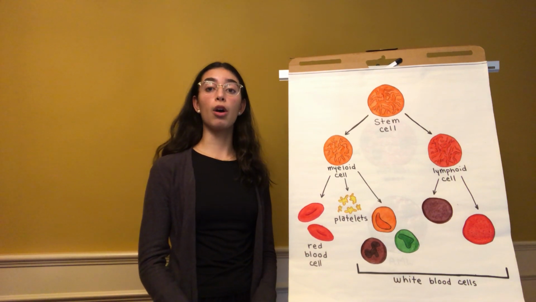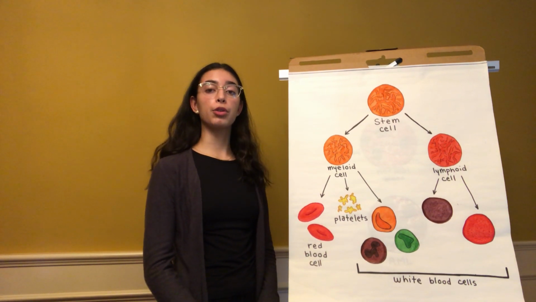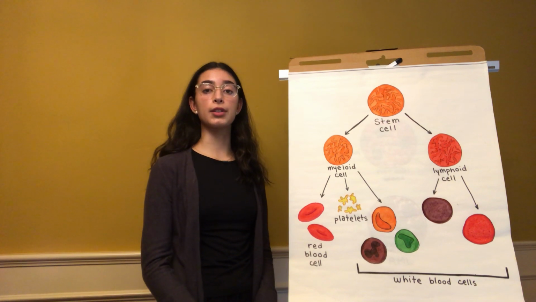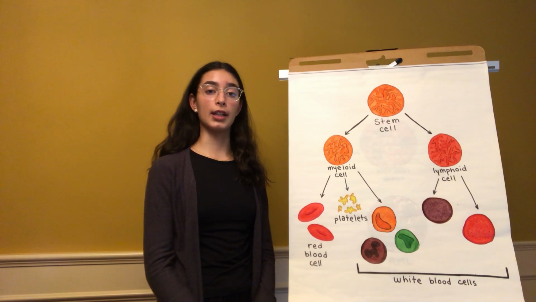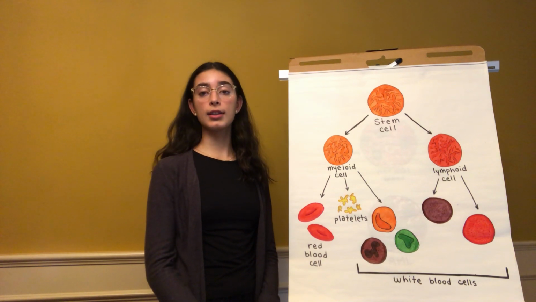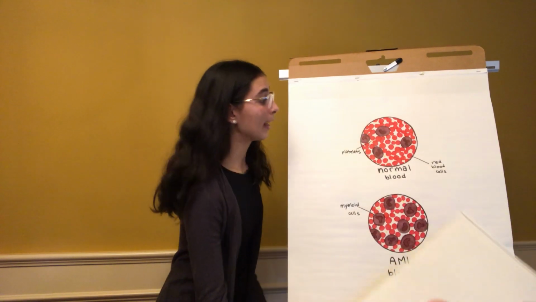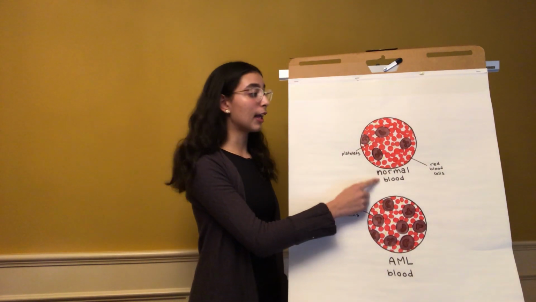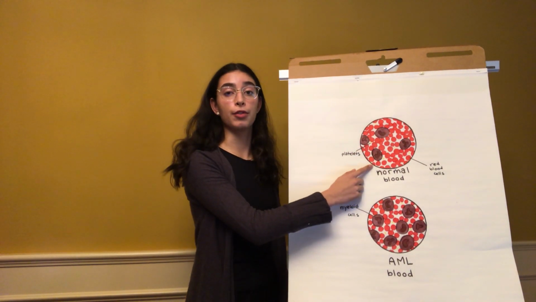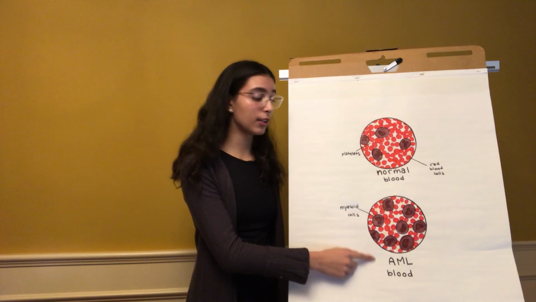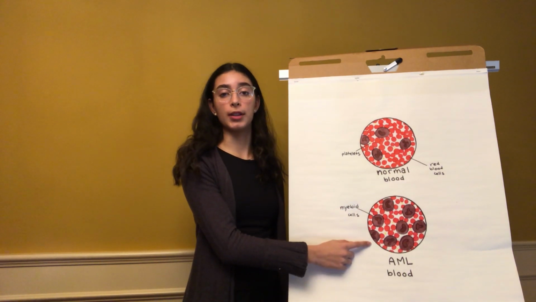Now we can get into what causes AML. AML starts with a mutation in the DNA sequence of stem cells. A gene mutation is an abnormal change in the sequence of DNA. This mutation causes the stem cell to overproduce myeloid cells. As seen in this picture, normal blood has a small amount of myeloid cells compared to red blood cells, while in AML blood there's a lot more myeloid cells compared to red blood cells.